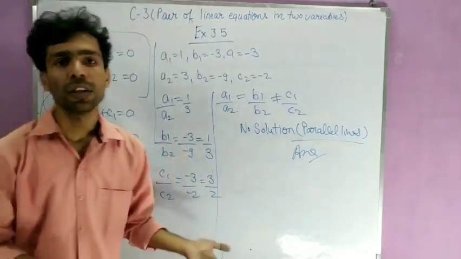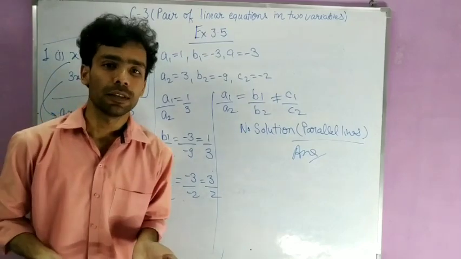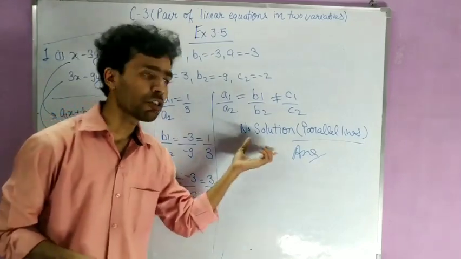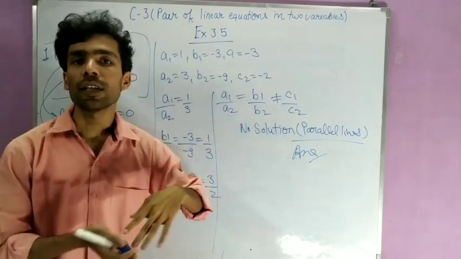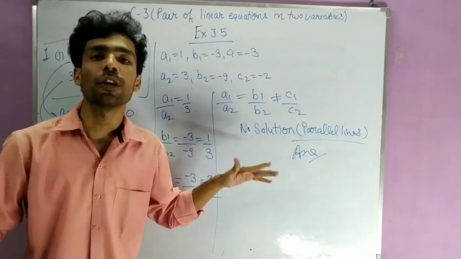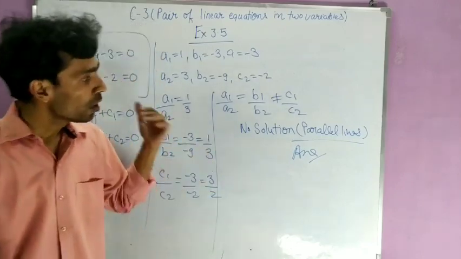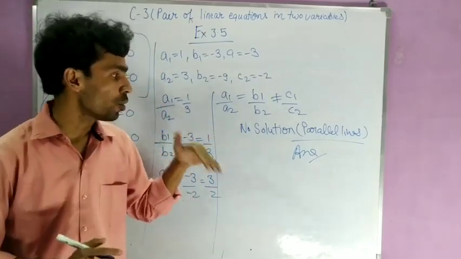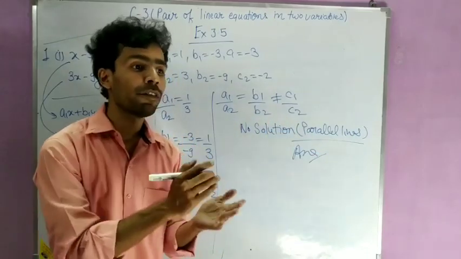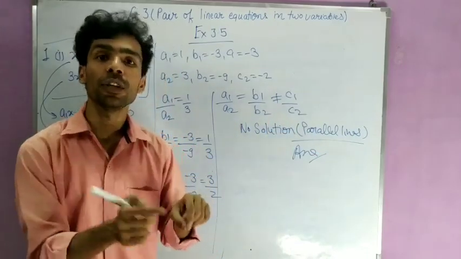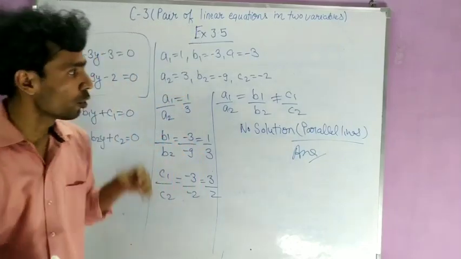So if no solution is there, how will we solve it? Because there is no solution, we cannot solve. So if we cannot solve, we cannot apply any method to solve the pair of linear equations. So we will stop our solution up to here only. We will not solve further. You have to solve further when there is a unique solution. Okay, so note down this part.